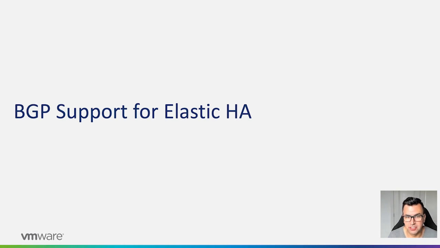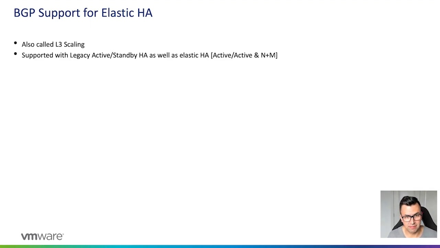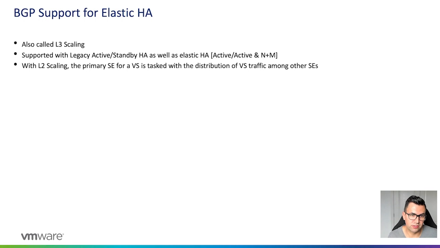Now, let's talk about the BGP support for Elastic HA. We support BGP for legacy active standby, the traditional method, and we also support it for active and N+M. Comparing these two solutions, L2 versus L3, the primary SE in L2 for a VS is tasked with the distribution of the VSs among other SEs. So for instance, if you have SSL termination configured for one virtual service, that primary SE will receive the traffic, and depending on how busy it is, it might choose to do the termination there or forward that. So some of the processing power can happen on different SEs. It's going to offload that to a different SE.